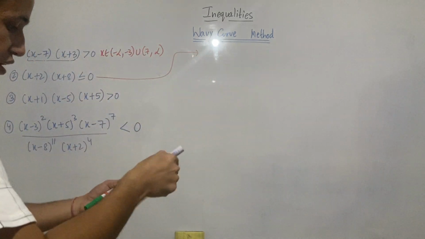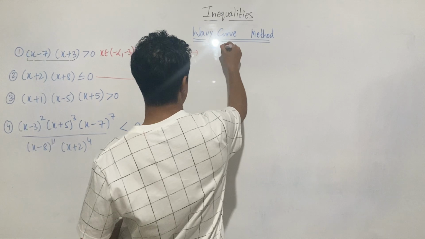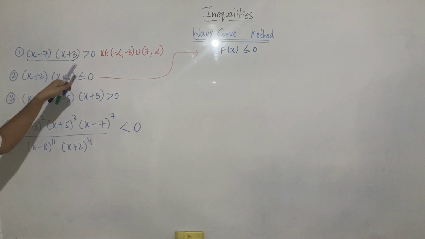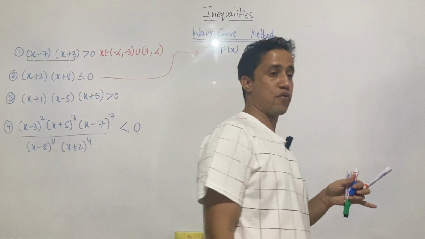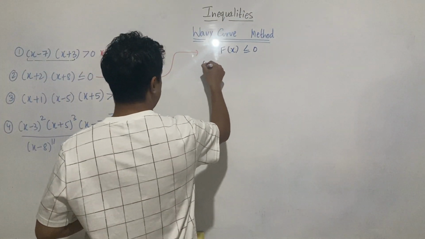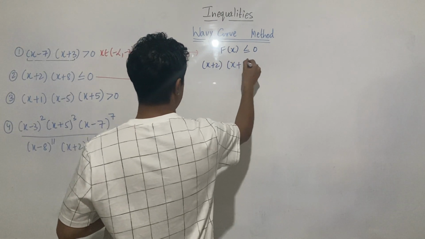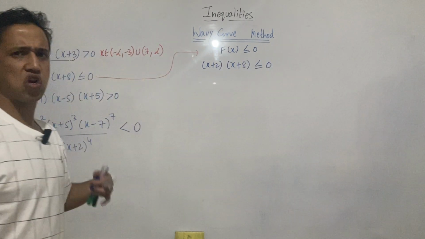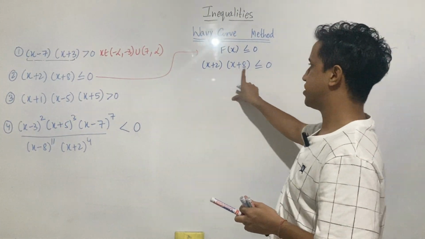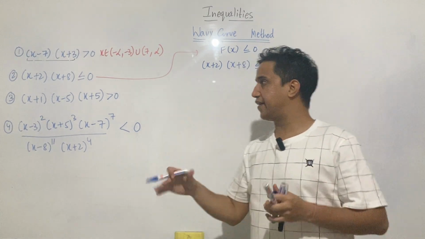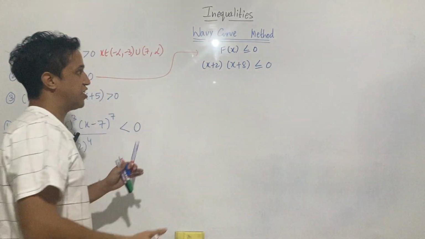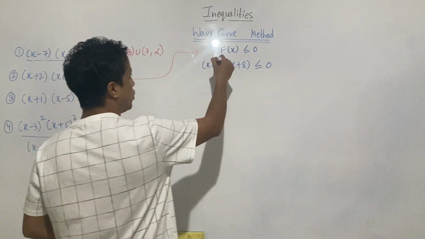Now come to question number 2. Here the given question is f(x) less than or equal to 0. Now I have to rearrange the expression if needed, right? Here it says (x plus 2)(x plus 8) less than or equal to 0. This is already rearranged. Why? Because here I have 2, here 8, and I know that 8 is greater than 2. The powers are not mentioned here, so I know it is 1.